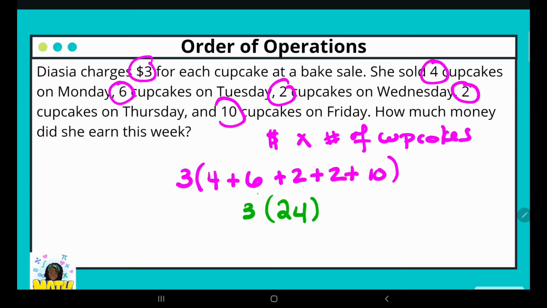So let's go ahead and multiply. So 24 times 3. 3 times 4 is 12. 3 times 2 is 6, and 1 is 7. So in total, she earned $72. Okay.